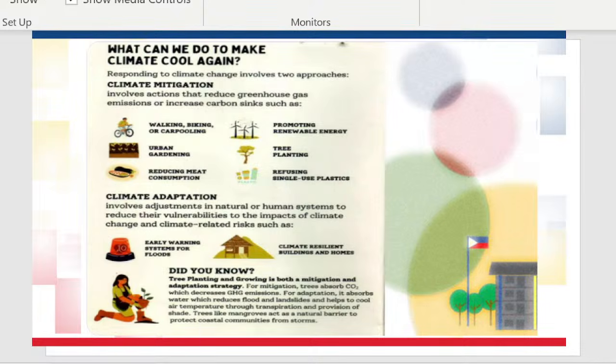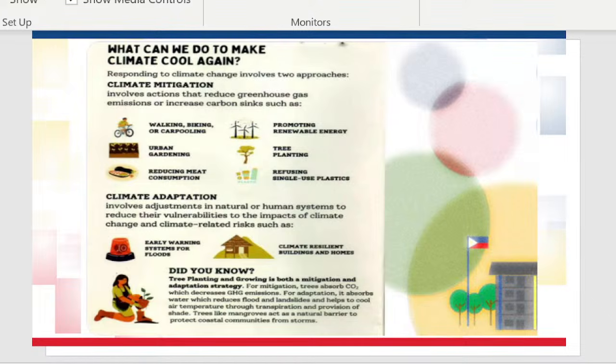That's climate mitigation. Climate adaptation, we have early warning systems for flood, that's adaptation. Early warning device for tsunami, for storm surge. Climate resilient buildings and homes. Then we have there the tree planting and growing. Tree growing is both a mitigation and adaptation strategy.